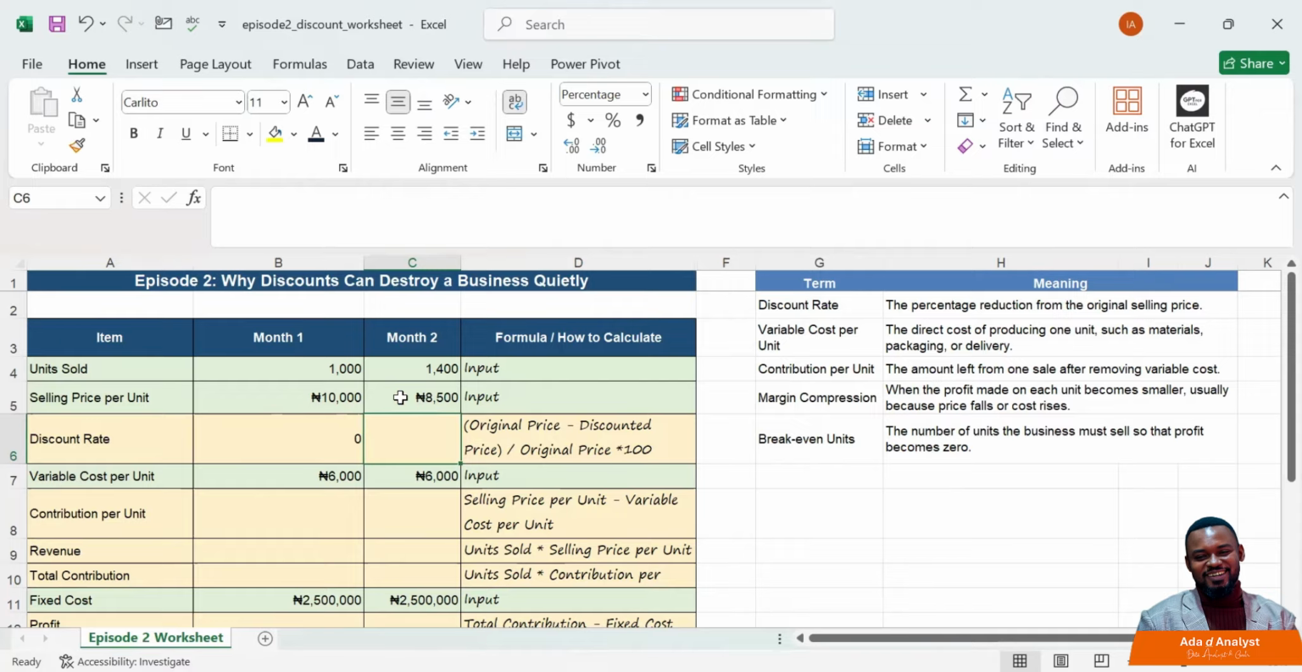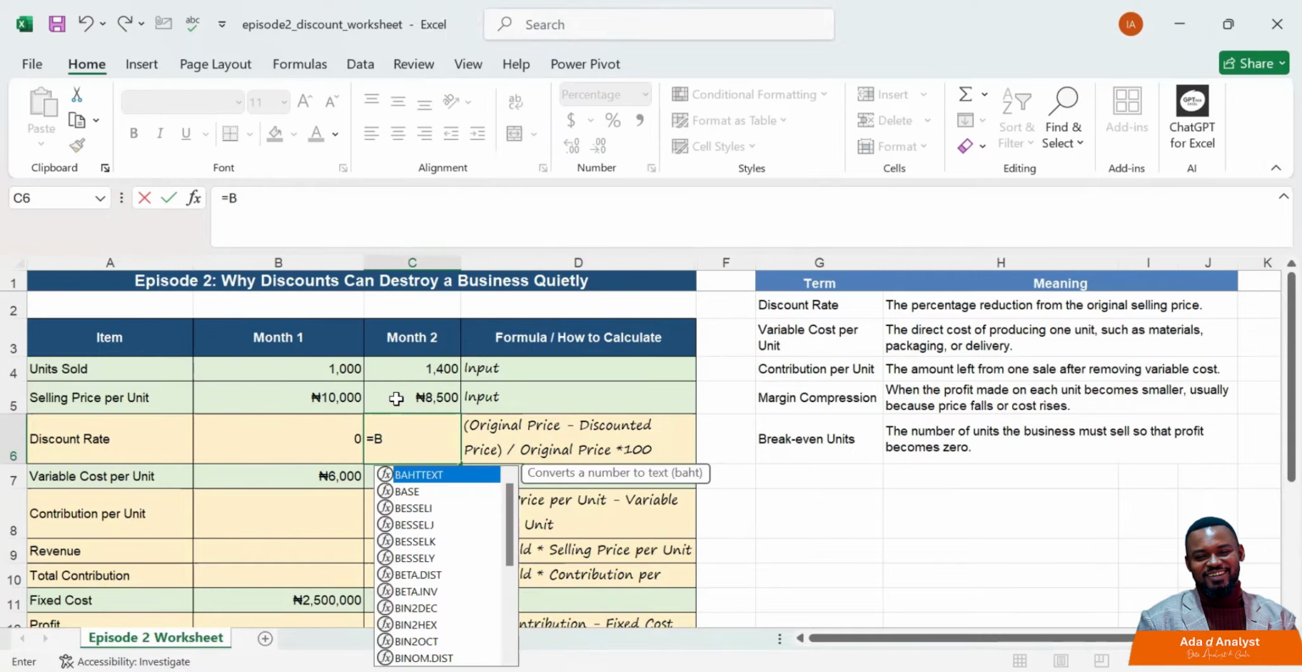In month 2, they applied a certain percentage discount and they had increased sales. That is, sales rose to 1,400 in month 2, rising by 400 sales. Okay. Now, let us determine the percentage discount that was applied.